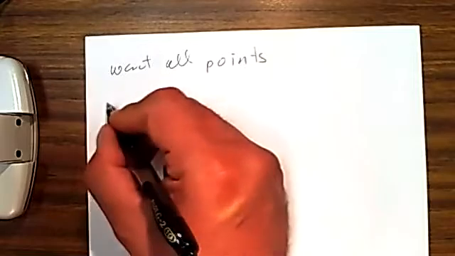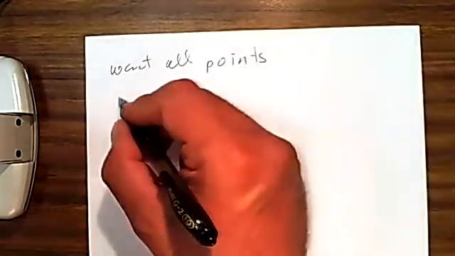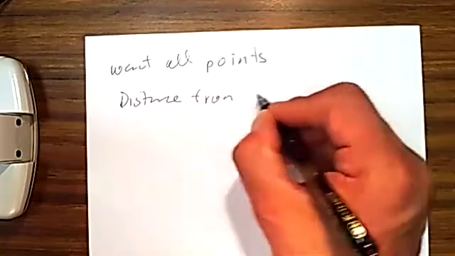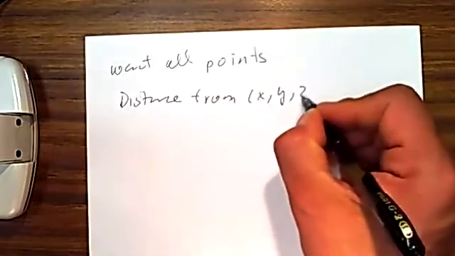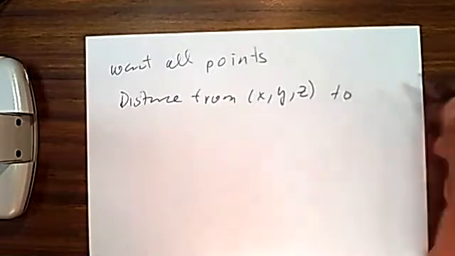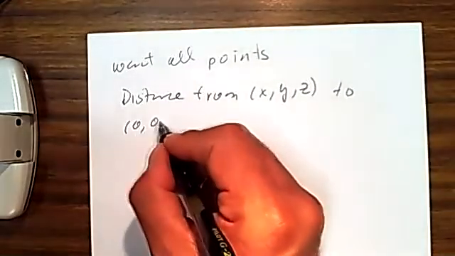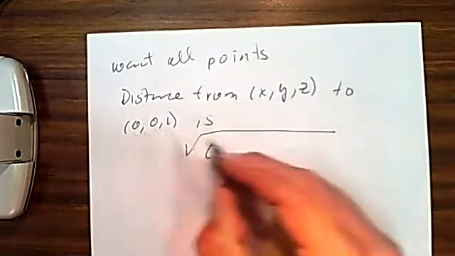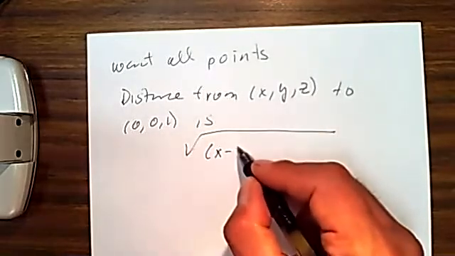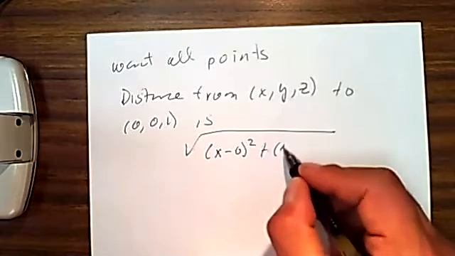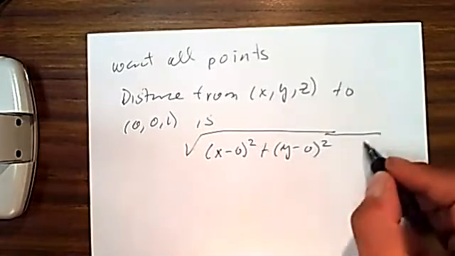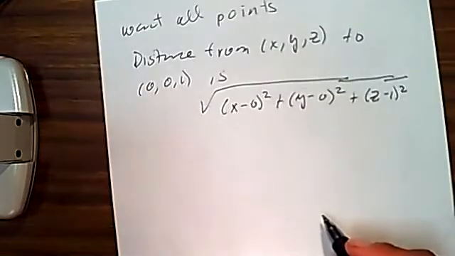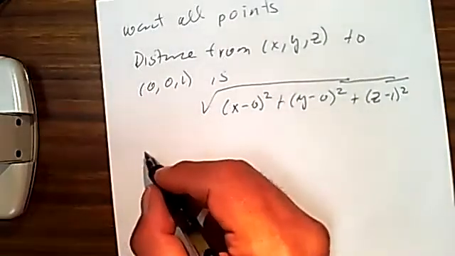The distance from x, y, z to 0, 0, 1 is the square root of x minus 0, so that's just x. Well, let's write it down: x minus 0 squared plus y minus 0 squared plus z minus 1 squared.